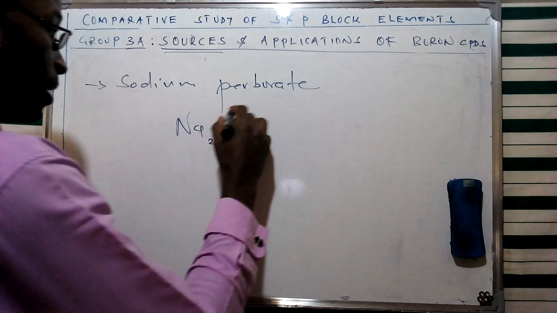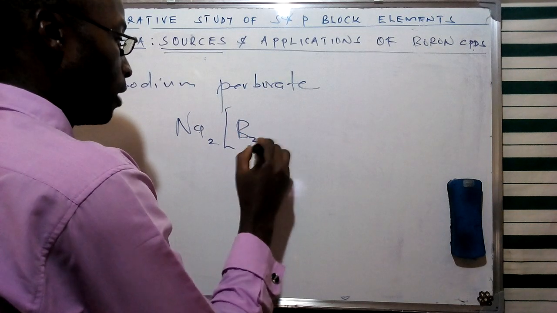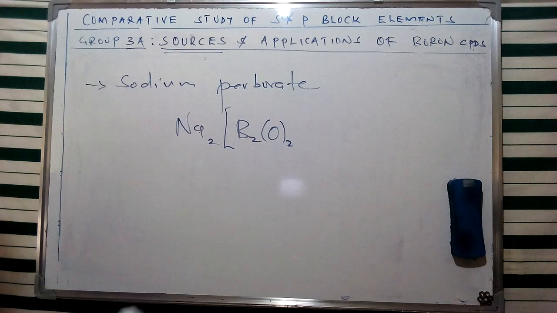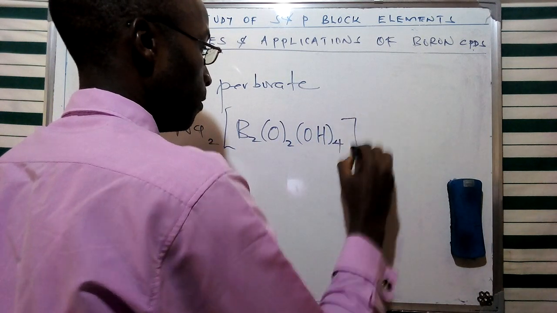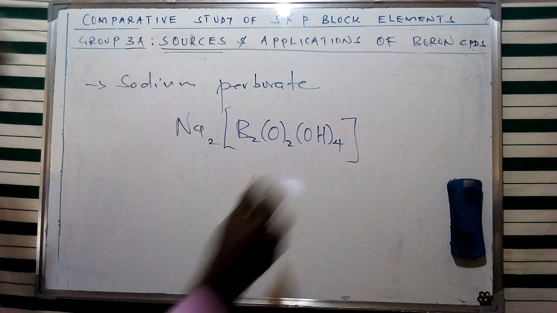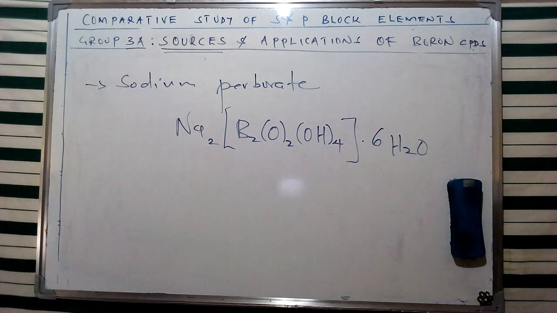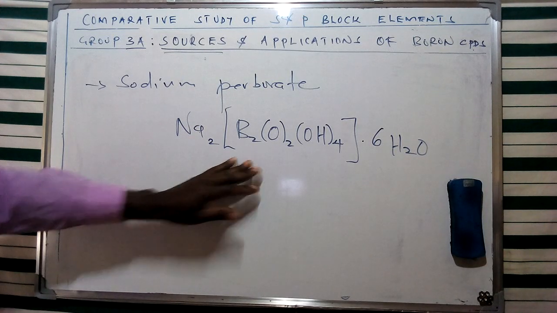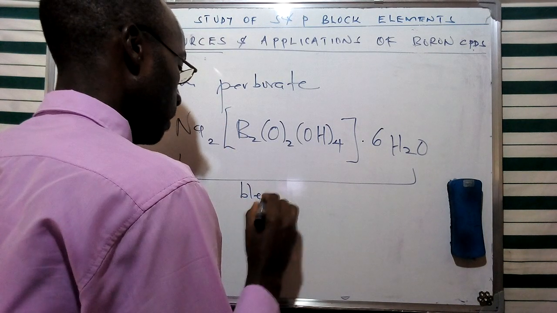And if we try to look at this, I can just write a formula of this one. So we're going to have this one given as such, and then we shall have the OH group, it's going to be 4, then we shall have that one with 6 molecules of water. So this is going to be a complex salt. And in this particular case, as I've mentioned, it is going to be used in bleaching agents.